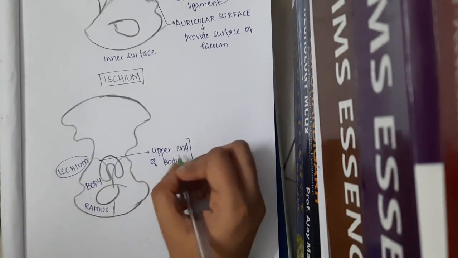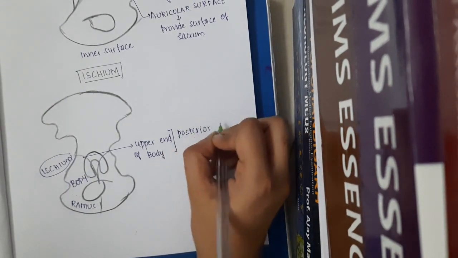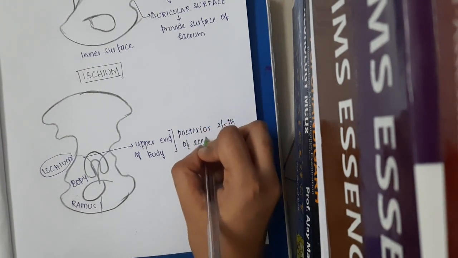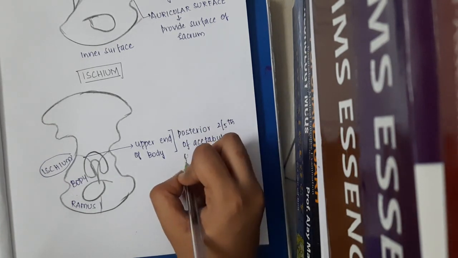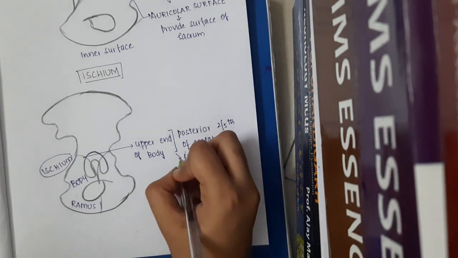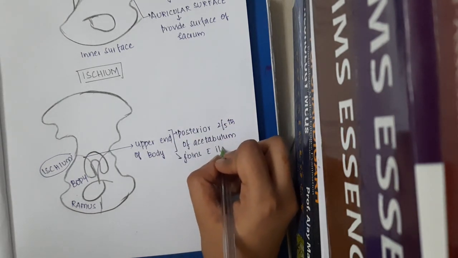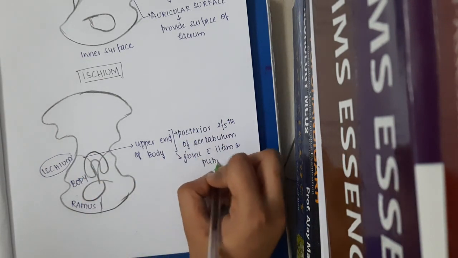Okay, the upper end of the body of the ischium forms the posterior 2/5 of the acetabulum, and it also joins with the ilium and the pubis. Okay, that is about the upper end.